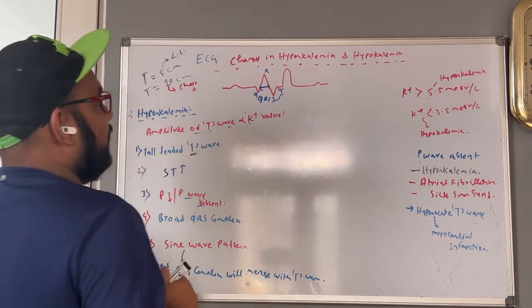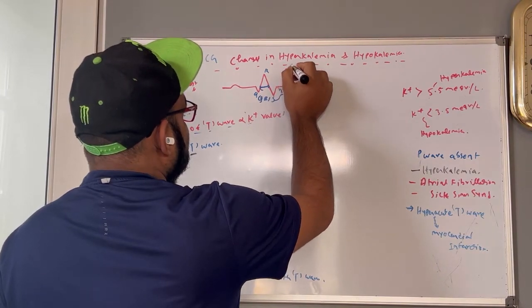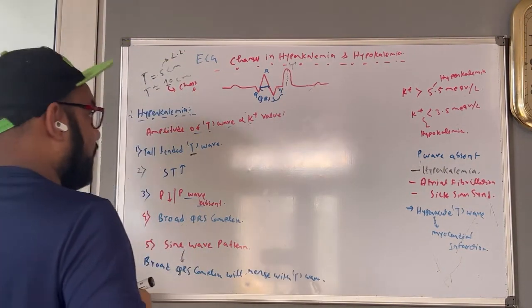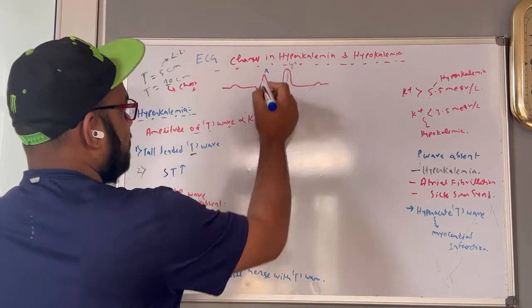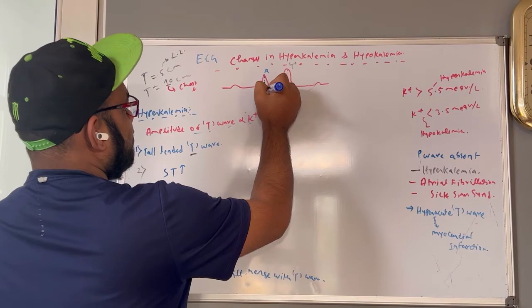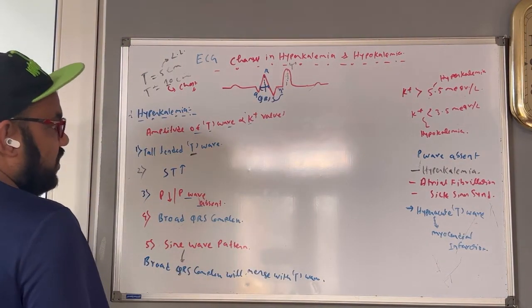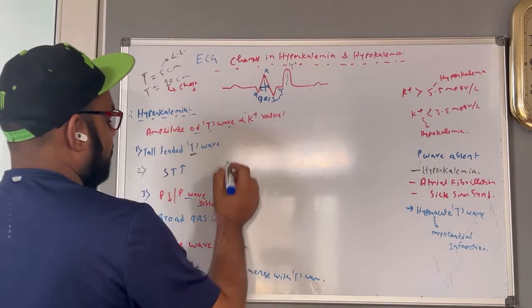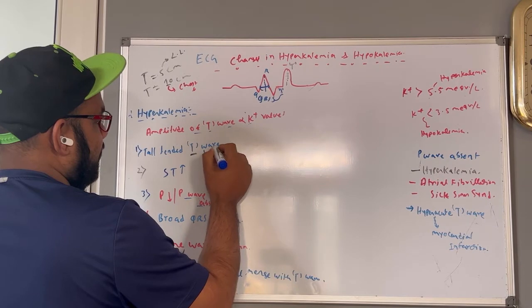Now, in this case, see that height of the tube. Sometimes the height of the tall tented T wave will be greater than the R wave. So in these cases, we will get the height of the T wave that will be greater than the R wave.